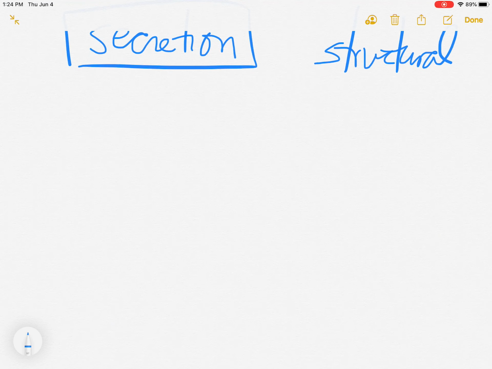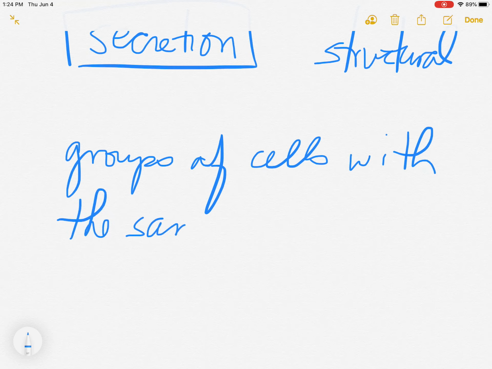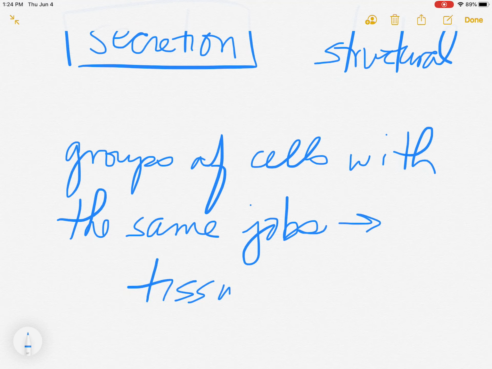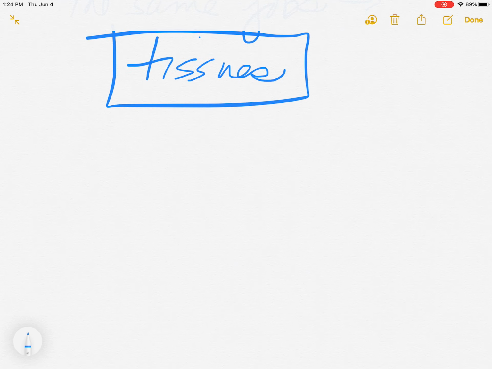And then, of course, once these cells have selected their different jobs, groups of cells with the same job tend to group together, right? So they can all help each other out. They're called tissues. Tissues are groups of cells all performing the same job. So liver tissue are all cells found inside livers that are doing the same job. Perhaps they're detoxifying alcohol or whatever that might be.